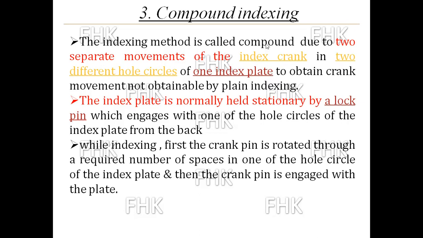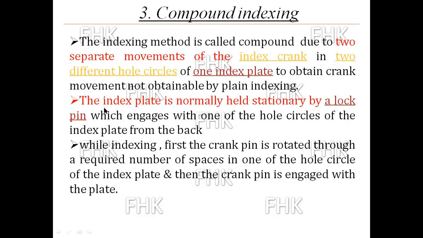So be clear about that sentence: the indexing method is called compound indexing due to two separate movements of the index crank, in two different hole circles, a combination of two hole circles on a single index plate, to obtain crank movement which is not obtainable by plain indexing. That's why this is a special indexing method called compound indexing. When you have to cut an odd number of teeth like 71, 89, 69 on the blank disc, you will go for compound indexing, which is not possible in the previous two indexing methods.